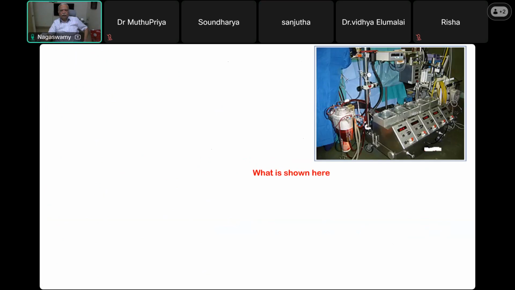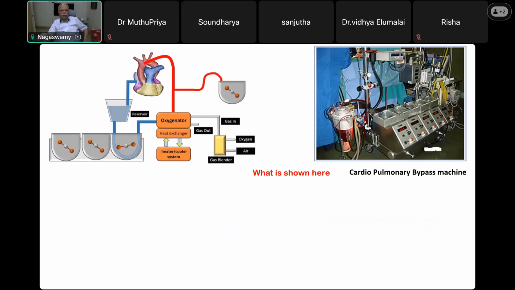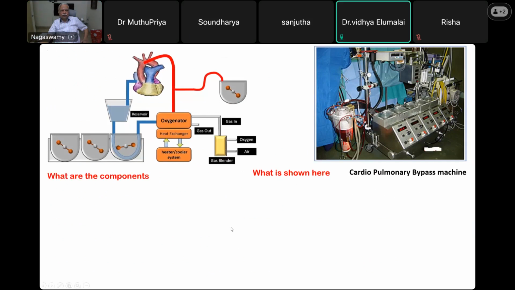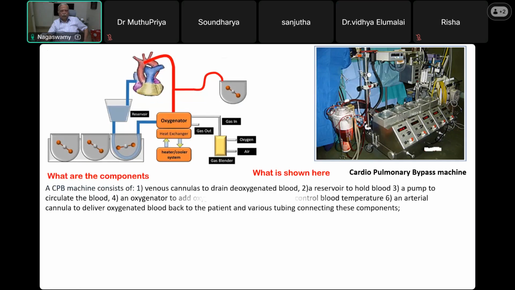What is shown here? Cardiopulmonary bypass. Cardiopulmonary bypass machine. What are the components of that? Venous cannula, reservoir, oxygenator, pump. So all these things consist of venous cannula, reservoir to hold blood, pump to circulate, oxygenator to add oxygen, heat exchanger to control temperature, arterial cannula to deliver the oxygenated blood back to the patient.